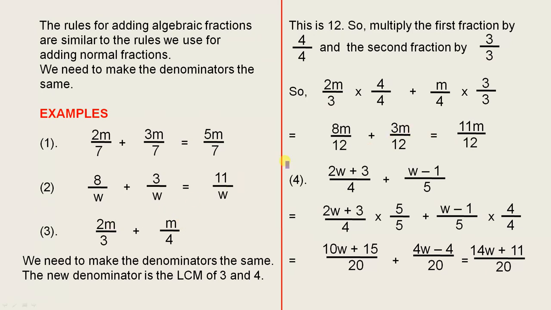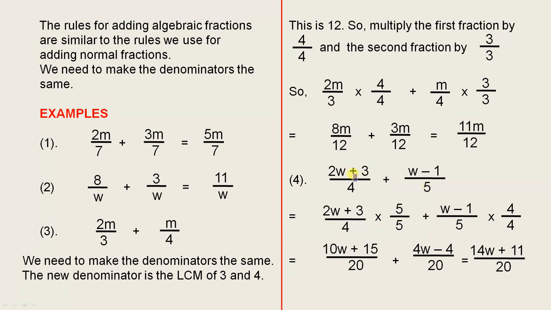So 2m over 3 is equivalent to 8m over 12, and m over 4 is equivalent to 3m over 12. Because the denominators are 12, add the numerators to give you 11m over 12. This one's exactly the same. What do you think the denominator will be here? Well, what's the smallest number that 4 and 5 will divide into? It has to be 20.